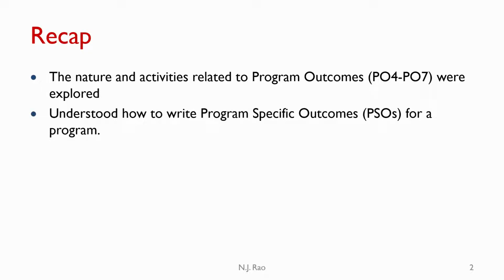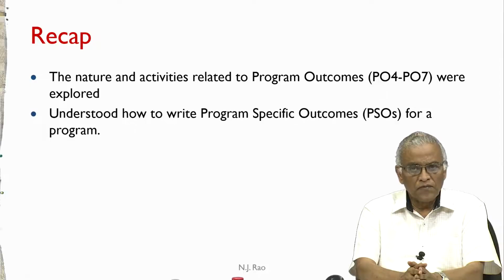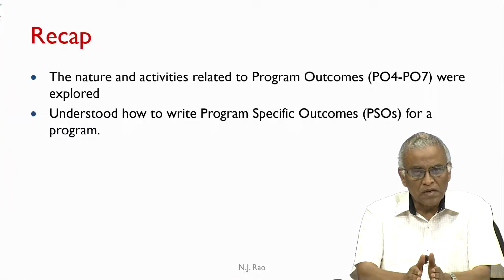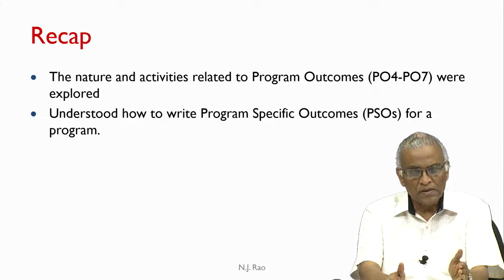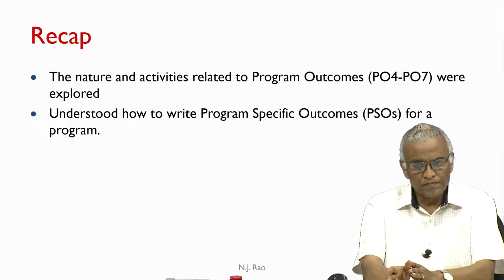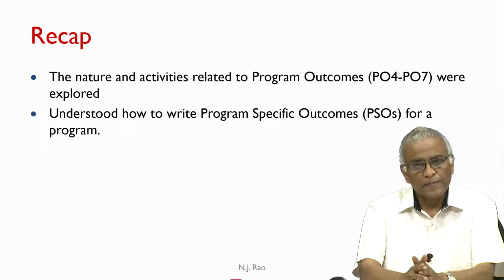In our earlier unit U7, we looked at the nature of activities related to program outcomes PO4 to PO7 and also understood how to write program specific outcomes. Now, we have addressed the outcomes at two levels. One is at program level, the other one is at specific program level. Now, we need to look at a course level.